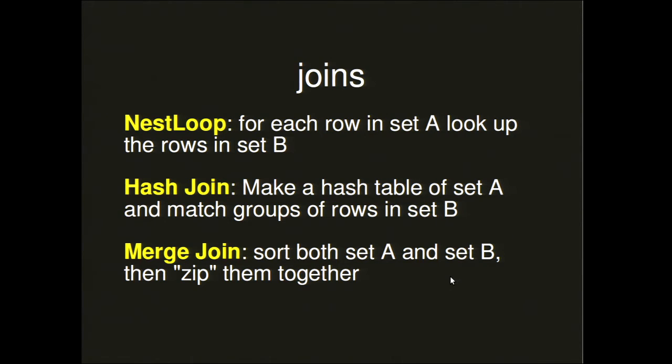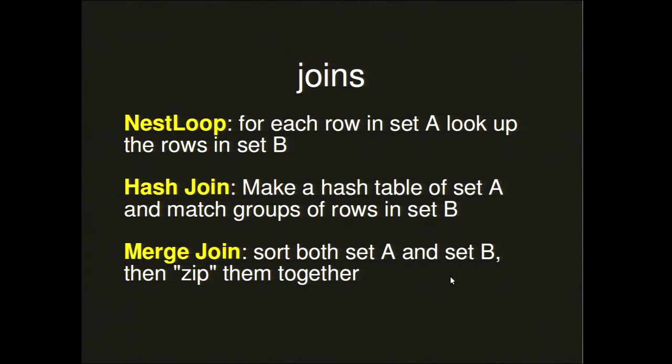Now a hash join is actually a little more complicated. Make a hash out of set A, and then match the groups of rows in set B against that hash table. This is going to be faster for large data sets, right? If I want to match 10,000 rows from this table against 1,000,000 rows from that table, a hash join is going to be faster provided I have enough memory for the hash table. So one of the things that influences whether a hash join is used or not is what you have work_mem set to.